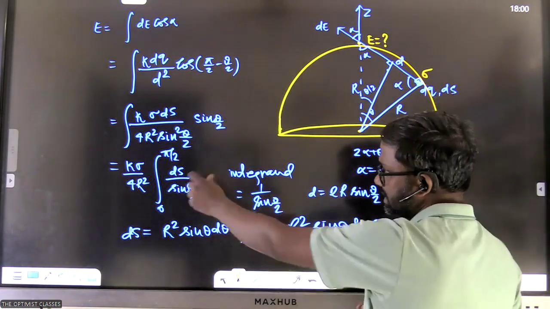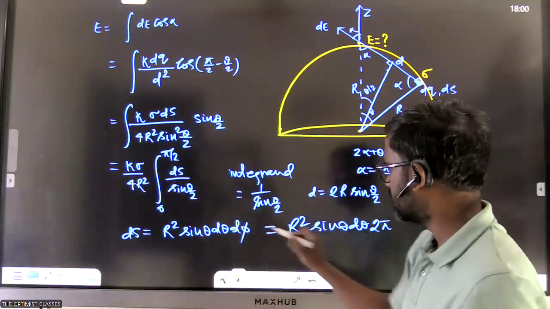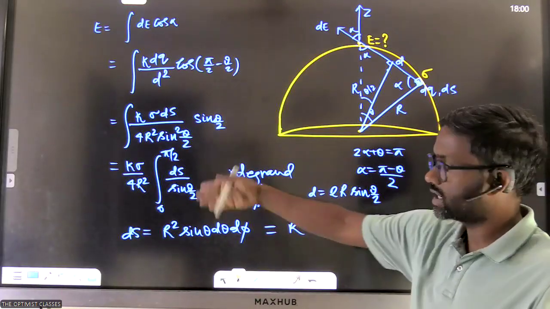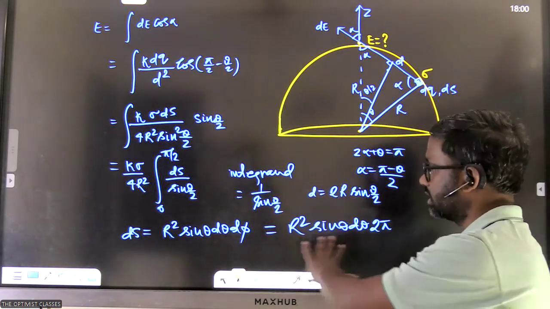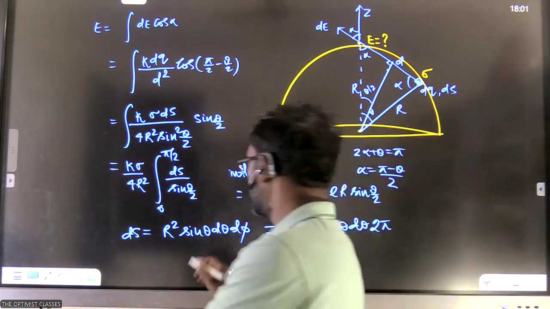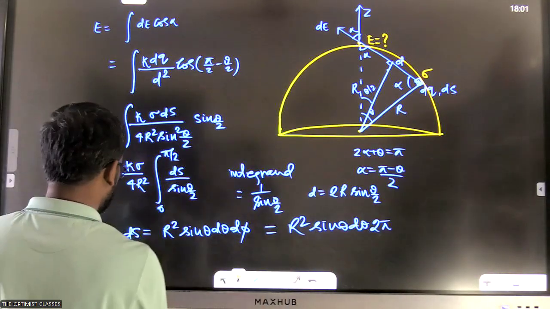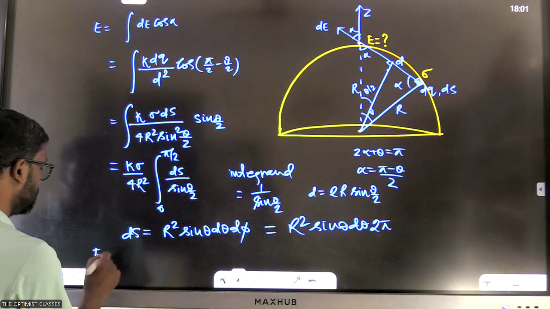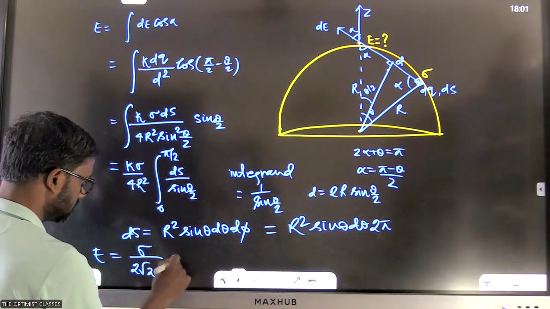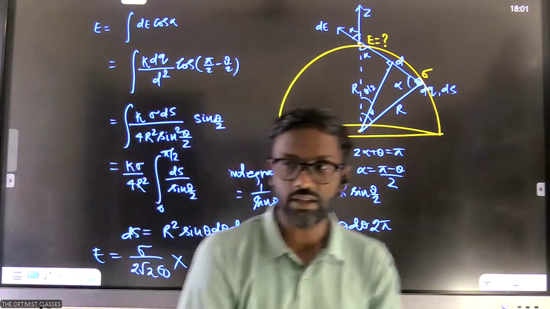Now if you put this here, it appears as if sine theta can be written as 2 sine theta by 2 cos theta by 2, so the sine theta by 2 will cancel out. If you integrate, you will get E equal to something like sigma upon 2 root 2 epsilon naught. So this is actually wrong. This is the wrong answer.